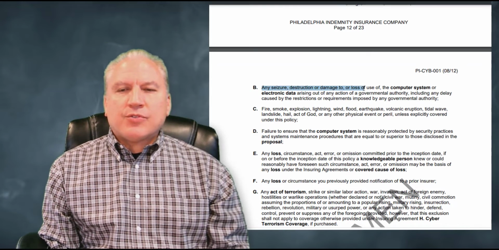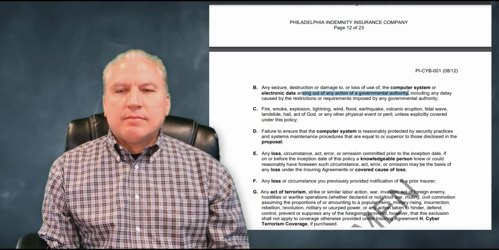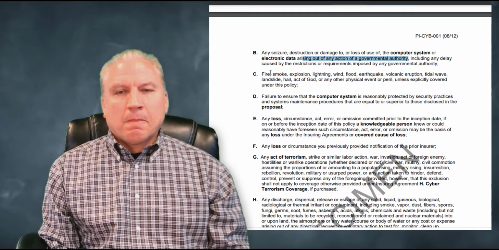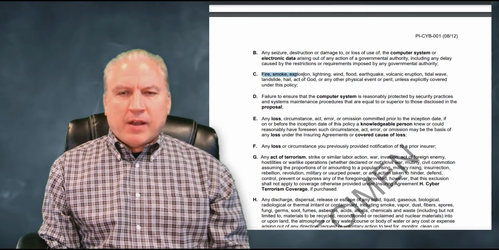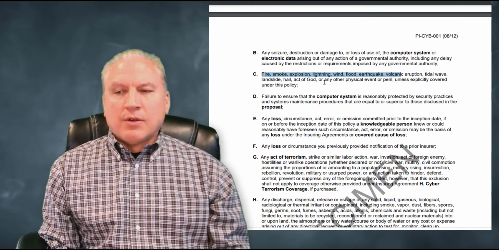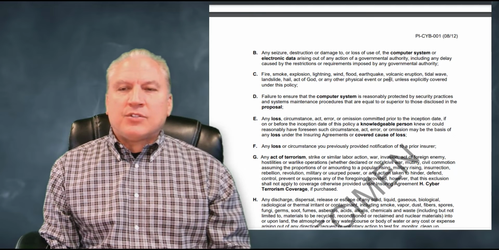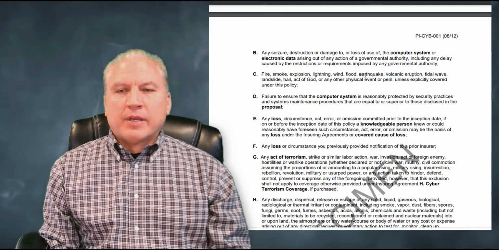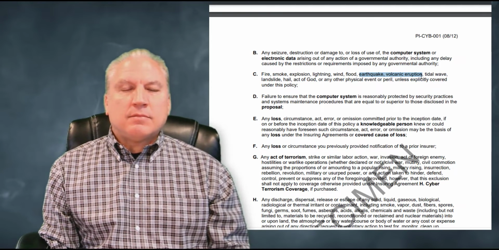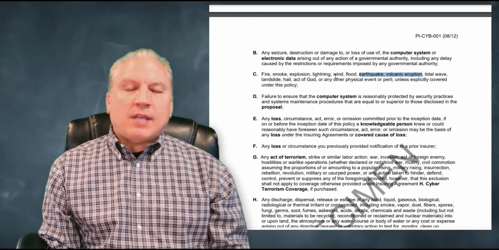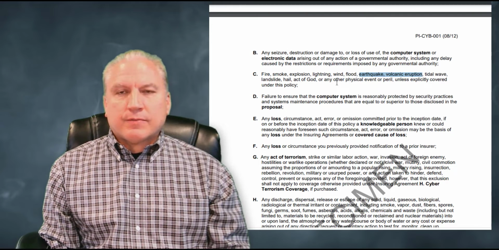Any seizure, destruction, or damage because of a governmental authority, meaning that if the government has anything to do with this, you're not covered. Physical damage, fire, smoke, lightning, wind, flood, earthquake, well, that's normally going to be covered under your GL policy, but some business policies don't cover volcanoes and earthquakes, so that might be something that isn't covered at all.